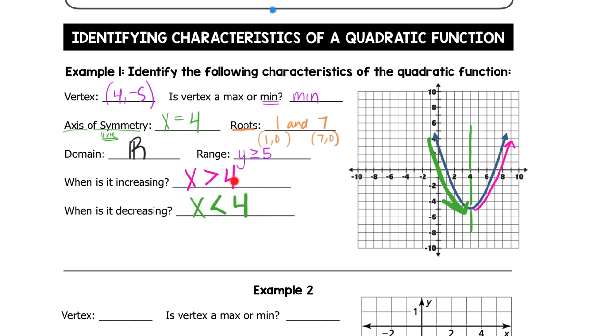It's always based off of that x-axis number where that line of symmetry is, and it's increasing on the right, decreasing on the left. Sometimes that will be the other way around. It depends on what the graph looks like. We'll see that in the next example, but this is how I want you to write the answers for those.